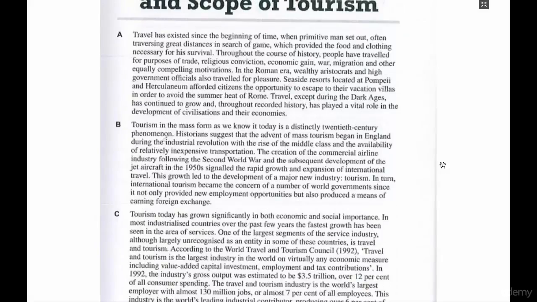The history. We look back at our first sentence, everybody. Tourism in the mass form as we know it today is a distinctly 20th century phenomenon, right? And you can see the second sentence starts off talking about historians. So it's talking about how tourism today is new. Our second sentence starts off talking about historians, and our last sentence is talking about development and opportunities over the world. So definitely our answer is B, or number 2. The development of mass tourism. That's what it's talking about.